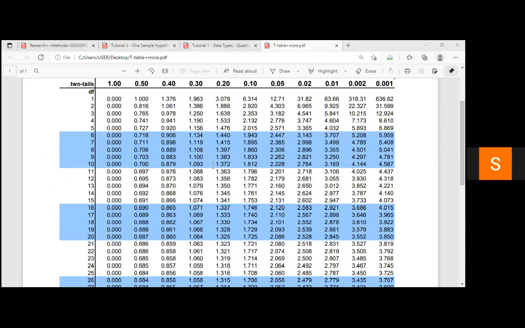So 1.833 is here, 0.1. I think that's the closest. 1.833 is the closest; you may not get it exactly. And you must know the tail you are doing. The tail is two tails, so that is 0.1. So the p-value is 0.1.